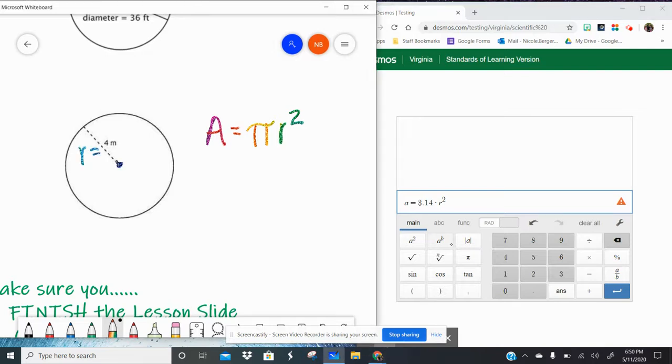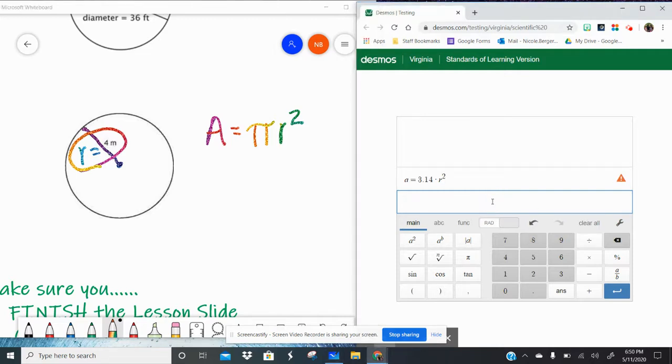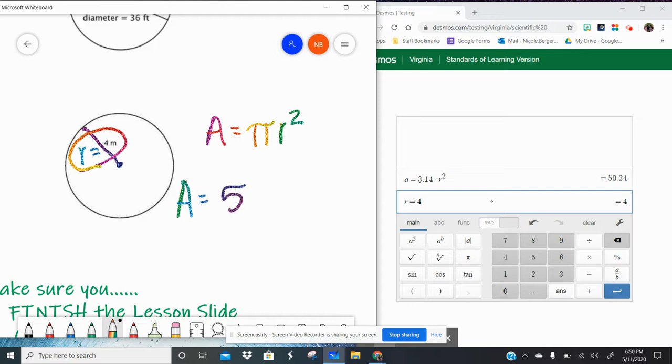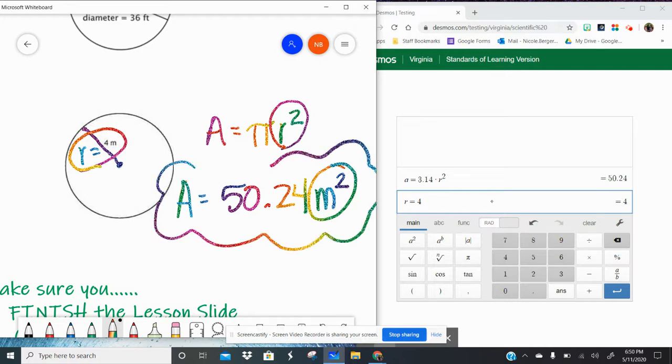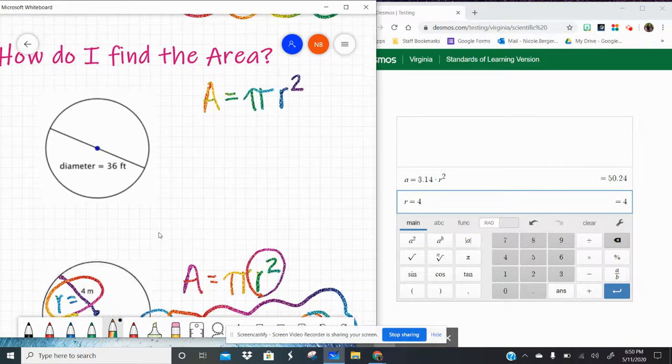And what is the radius for this meter one? Radius is from the center to one side. So right here, the radius is 4 meters. I come back to my calculator and say r equals 4. So that means the area of this circle is 50.24 meters squared, right? If we square the radius, we square the units right here, meters squared. So area is 50.24 meters squared. That's if you know the radius.